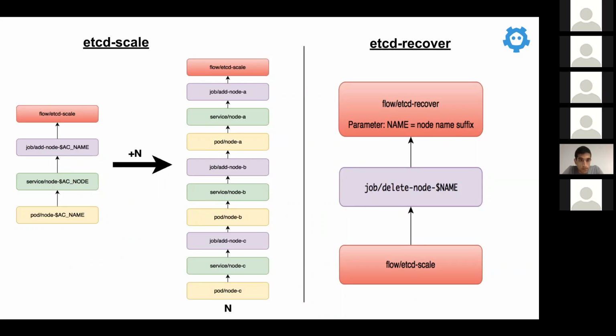And the last flow is the etcd recover flow, which removes an unhealthy node from the cluster and creates a new node instead. The removal is performed by the job that's also used for downscaling. And then the flow calls etcd scale to create a new node in place of the one that was deleted. So here's an example of how one flow can consume another flow.